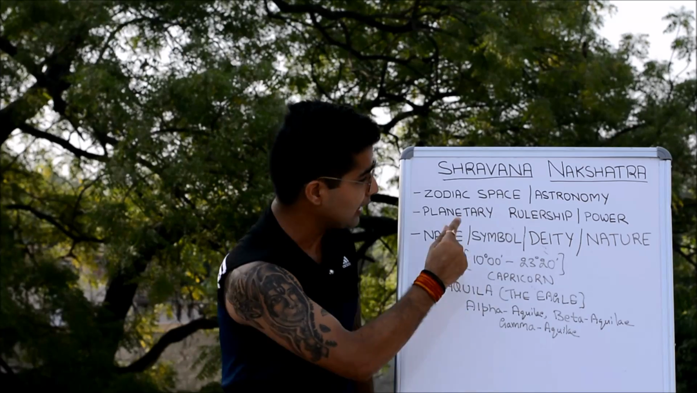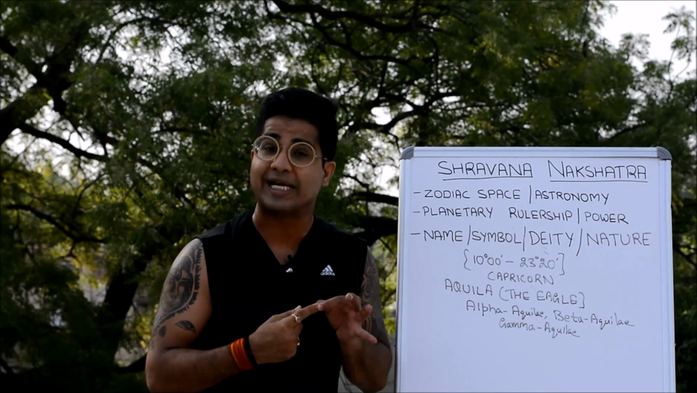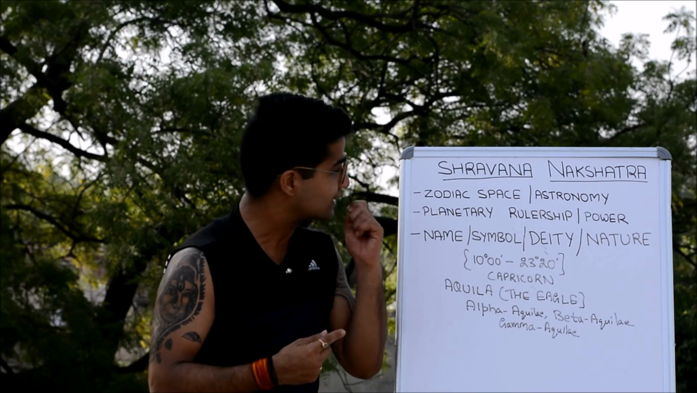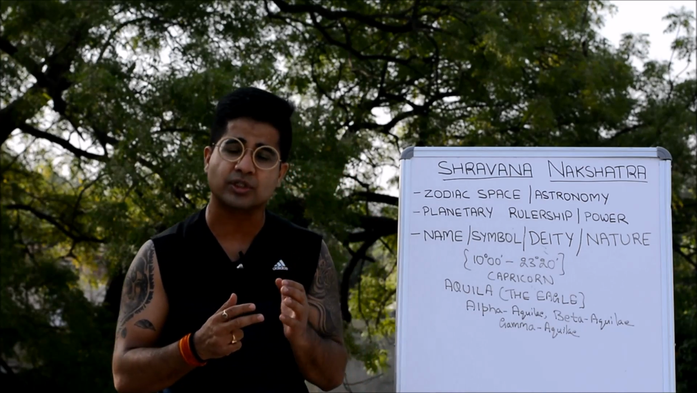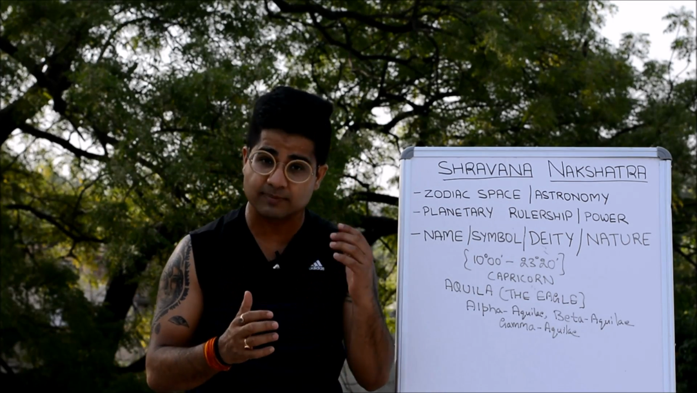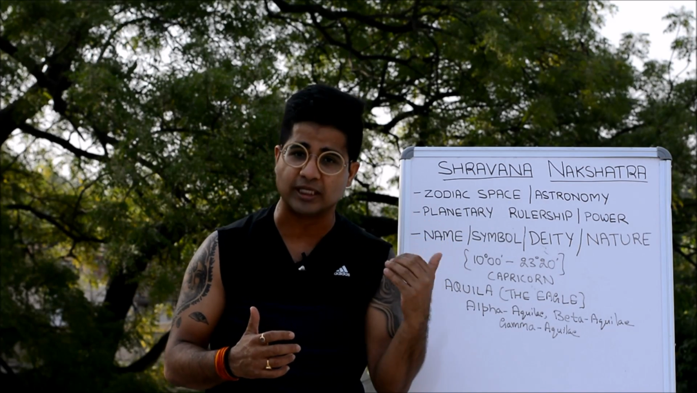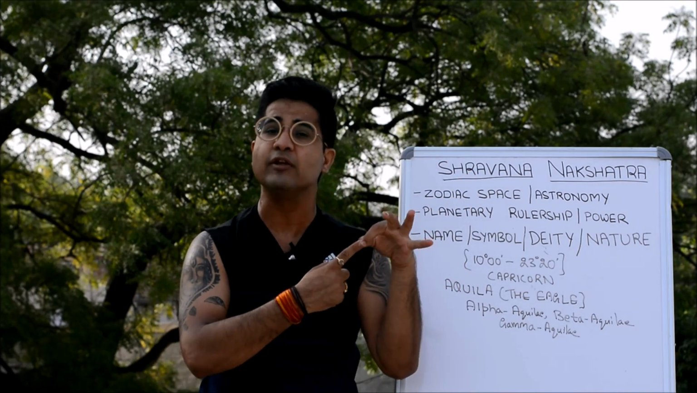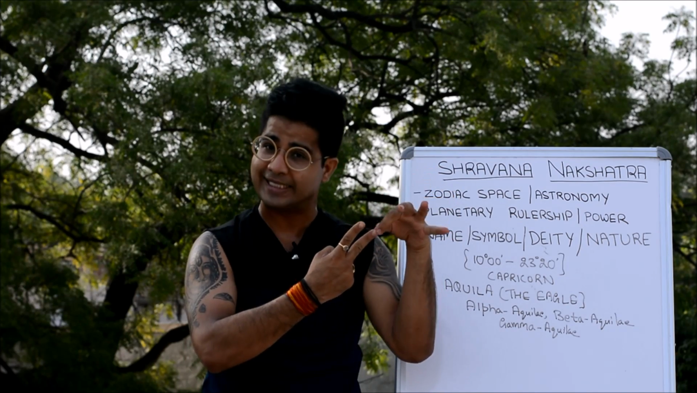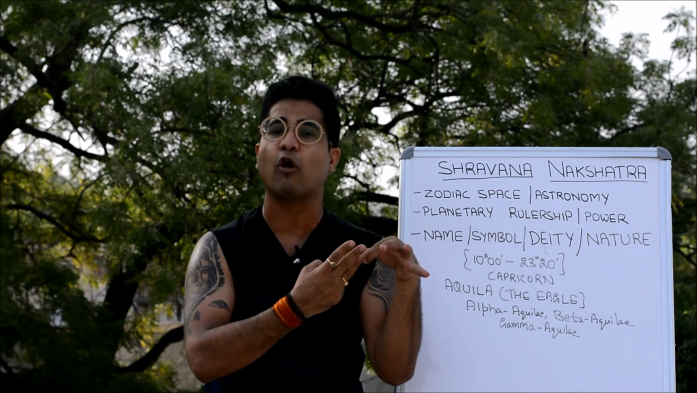The second symbol assigned to this nakshatra is a trident, and the third symbol assigned to this Shravana Nakshatra is an ear, just because so much significance has been given to listening, to the Shruti. So the 3 symbols are 3 footprints, second is a trident, and third is an ear.